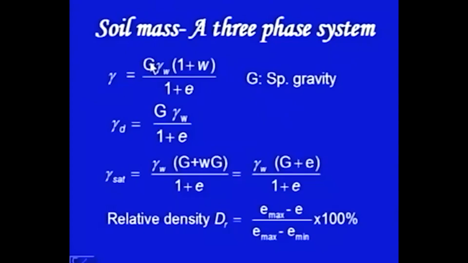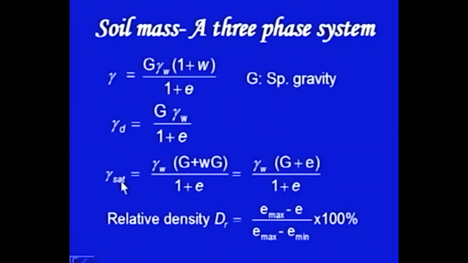Here G is specific gravity, w is moisture content, e is the void ratio, and gamma is the unit weight. If you want to know the dry unit weight, gamma d will become G into gamma w, here this w becomes 0 in case it is dried. So, G into gamma w upon (1 plus e).